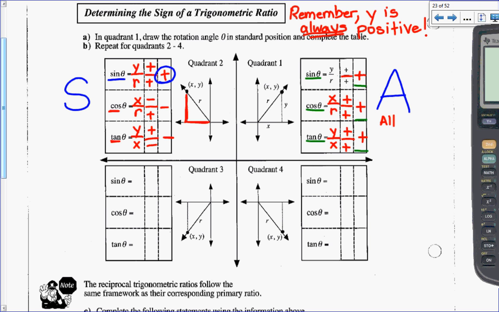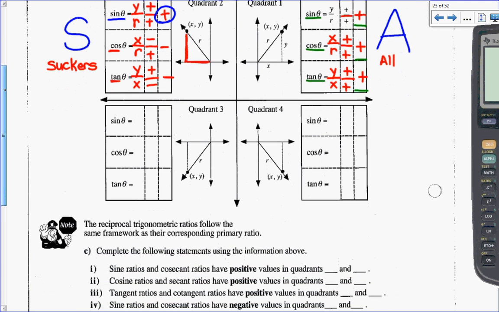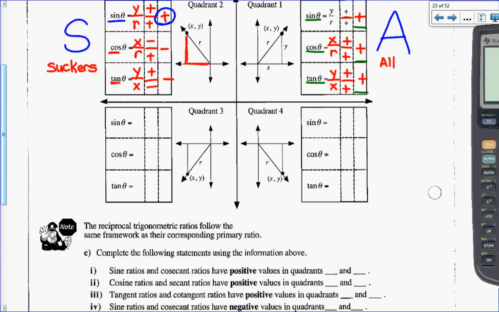And you remember from last year, all S. What does S stand for? Suckers. I hope it's coming back to you. If not, stick with me and we'll get to it in a minute.